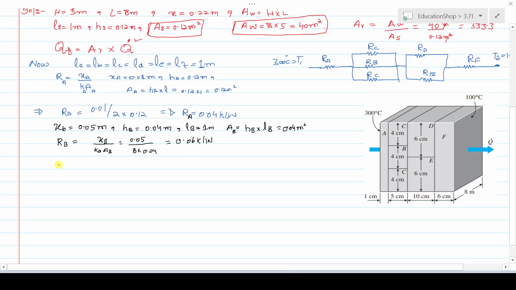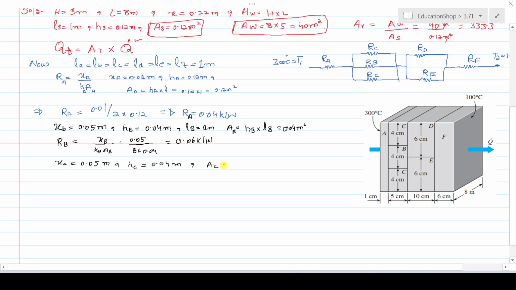Next, to find the resistance offered by section C, that is RC. For the RC calculation, we need XC. The XC is the thickness, that is 5 centimeters, so it is 0.05 meter. Its height is 4 centimeters, the same as B1, so it is 0.04 meter, and its length is 1 meter.